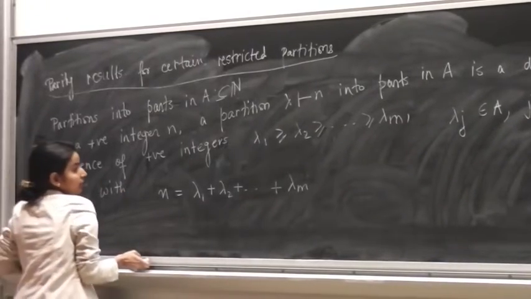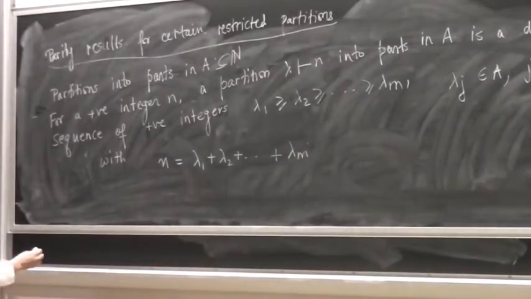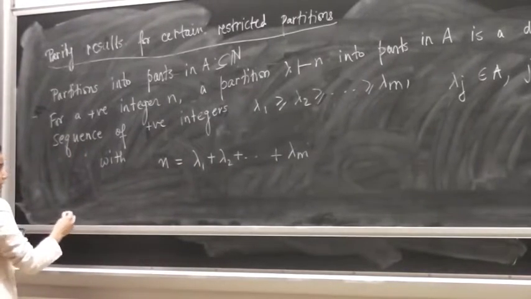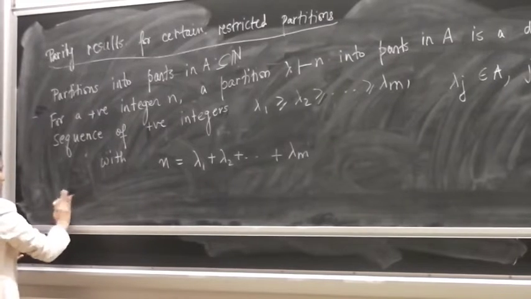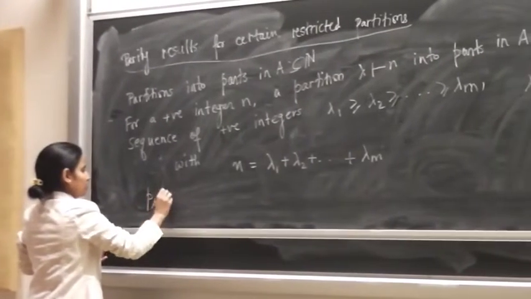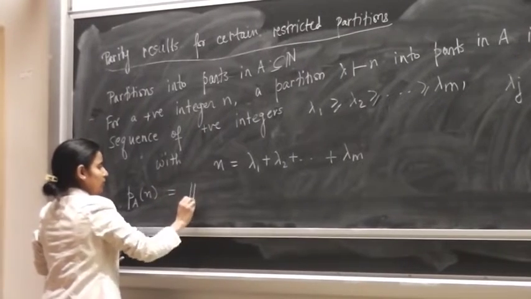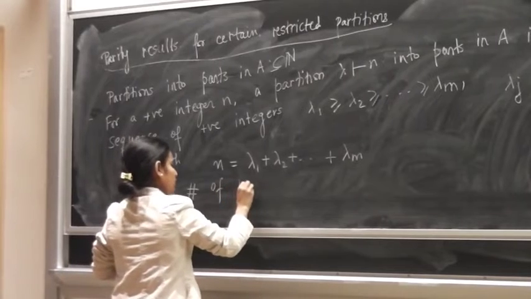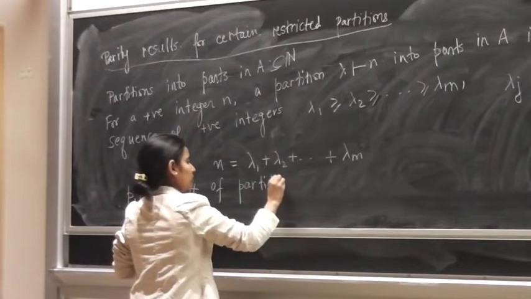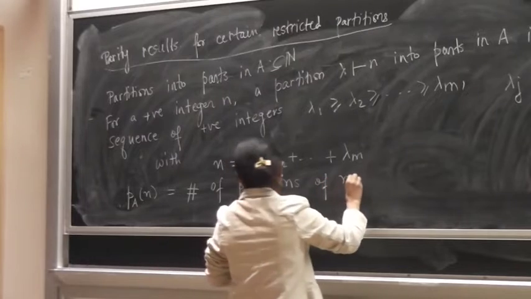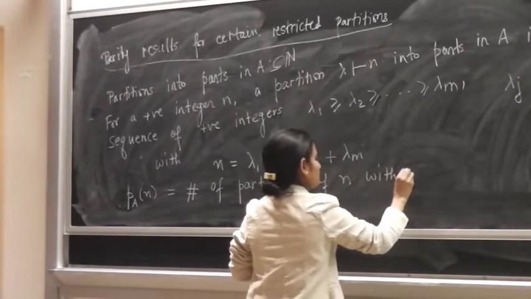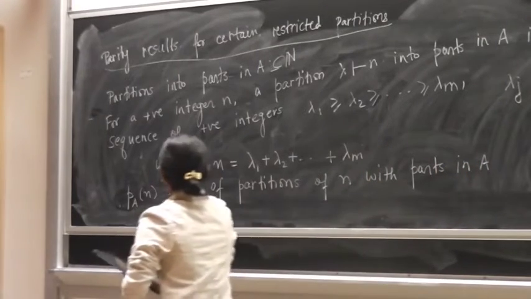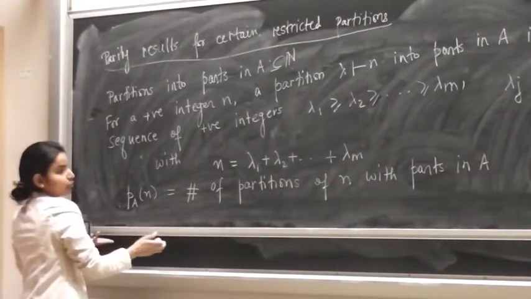So what one is usually interested in is the number of ways you can write this n as a sum of these lambdas. So p sub A of n is defined to be the number of partitions of n where the parts are in your set A. This subscript A denotes where your parts are coming from.